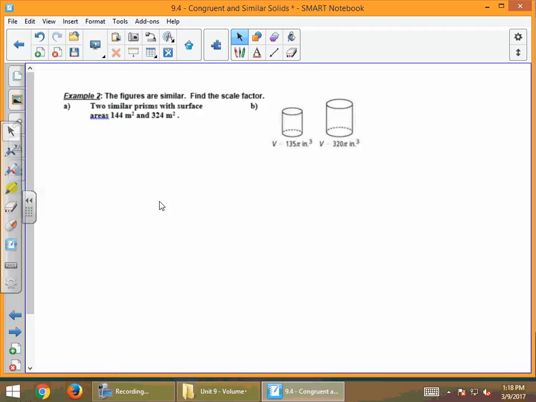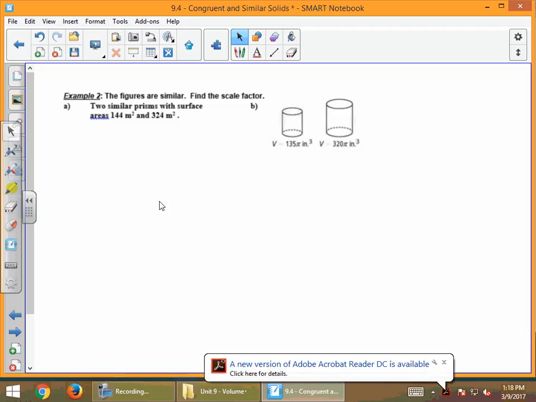Okay, look at example 2. We know the following figures are similar. We want to find the scale factor. Okay, in A it says 2 similar prisms with surface areas 144 meters squared and 324 meters squared. We need to find the scale factor.